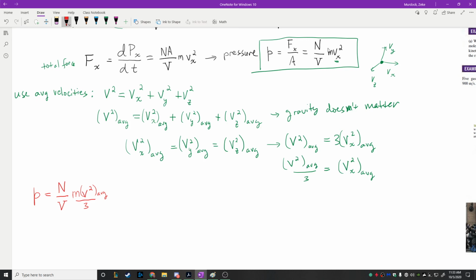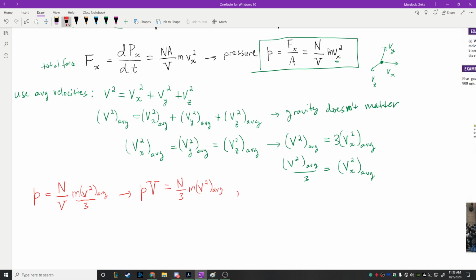Rearranging this a little bit, what we can do is multiply the volume to the left-hand side, and we get that pressure times volume is equal to the total number of molecules divided by 3, multiplied by m times v squared average. And now what we want to do is take this m v squared thing and turn it into something that we know, okay?